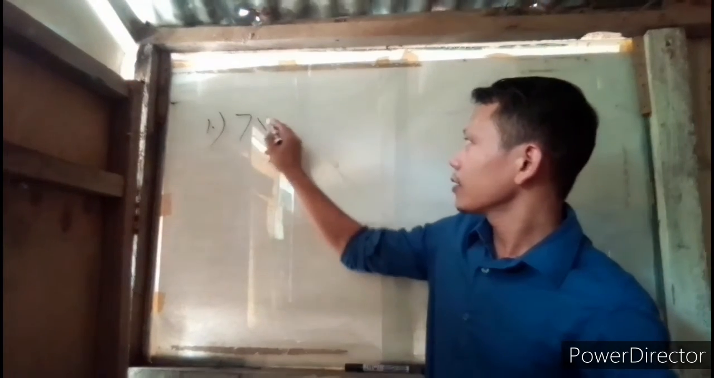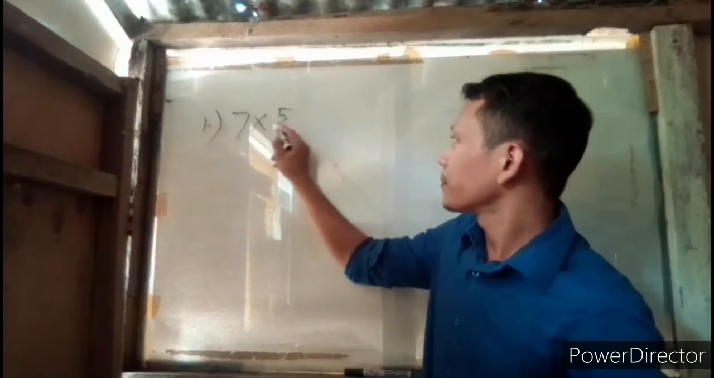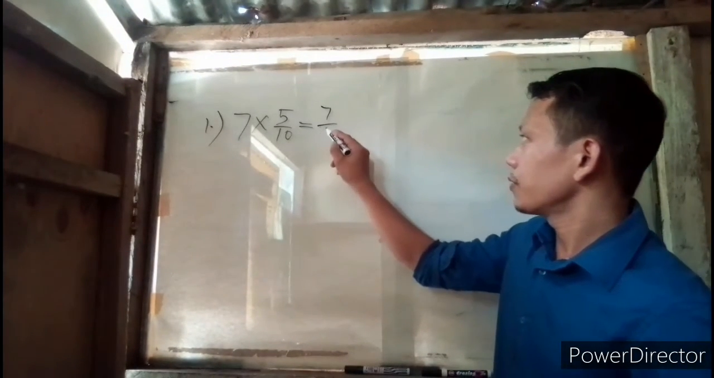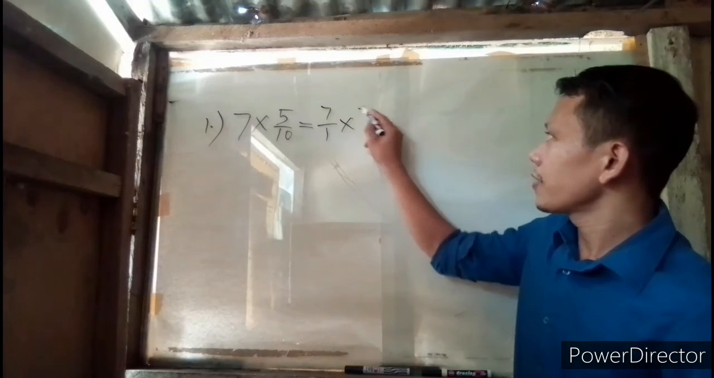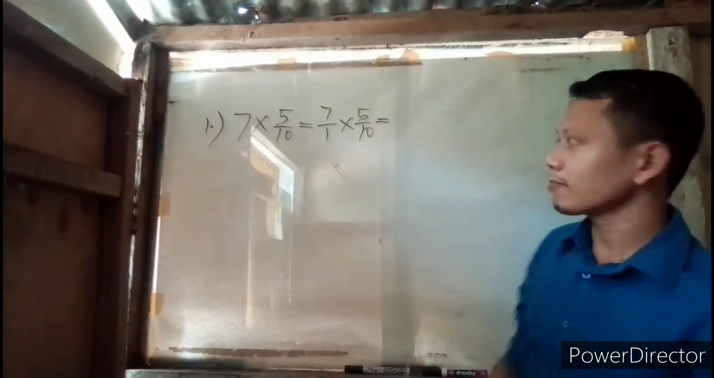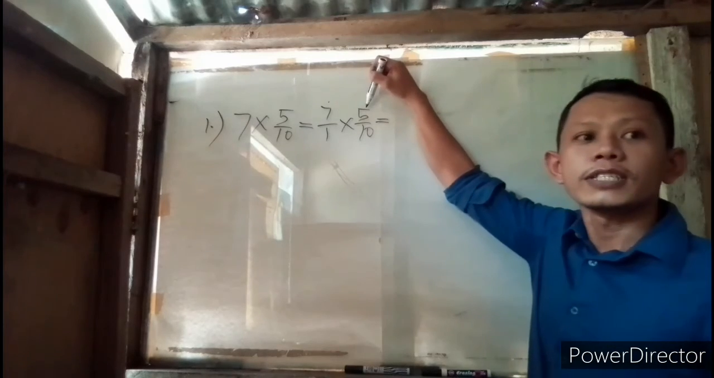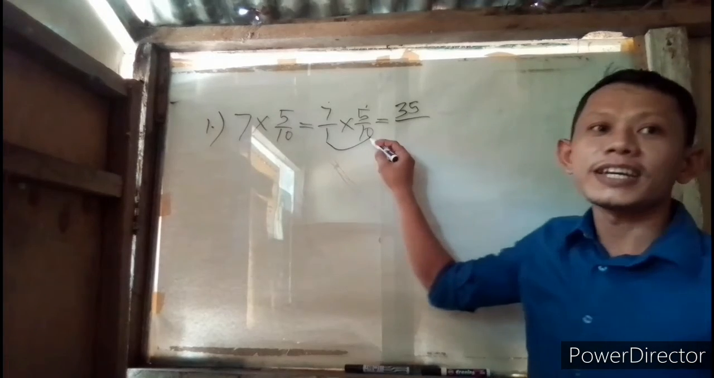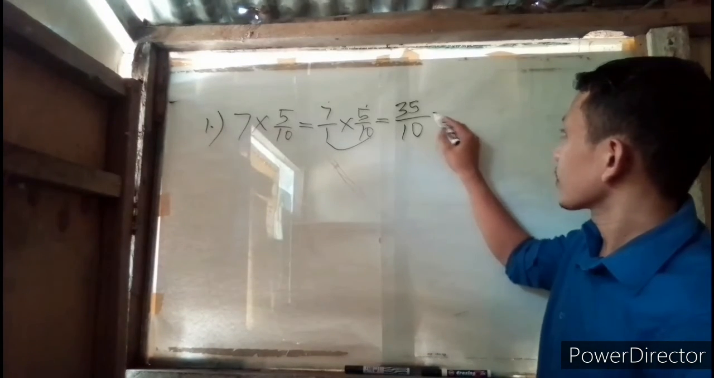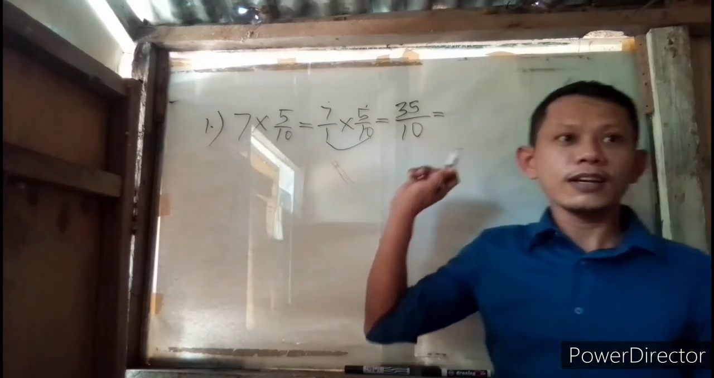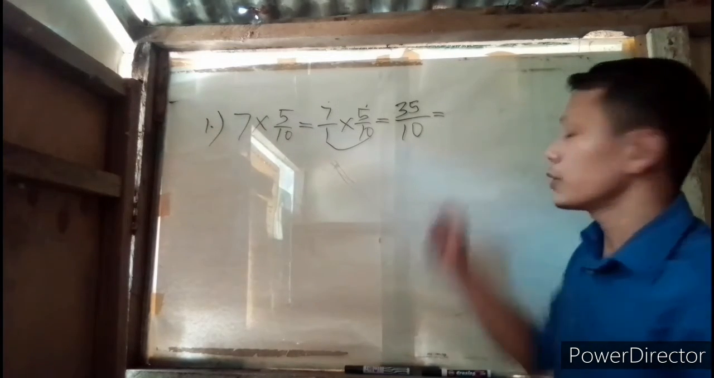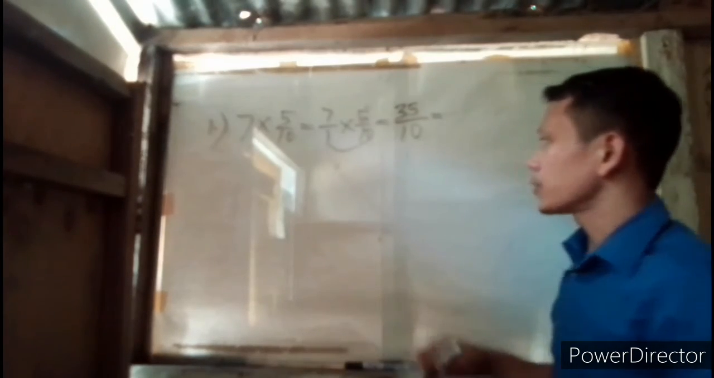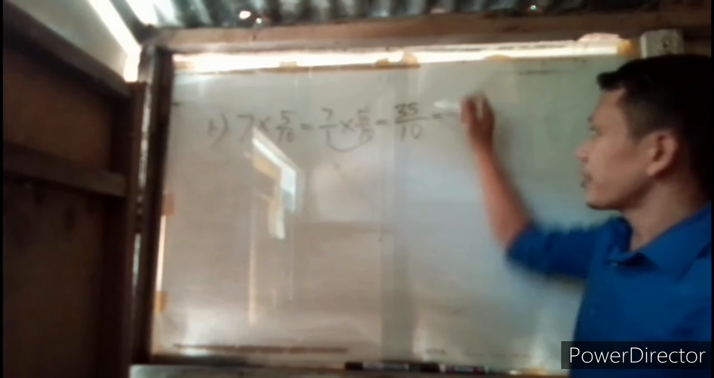7 times 5 over 10 is equal to 7 over 1 times 5 over 10. 7 times 5 is equal to 35. 1 times 10 is equal to 10. Now, is this our final answer? Not yet. So we're going to simplify again, so that we can easily simplify into lowest form, so we're going to divide 35 and 10.